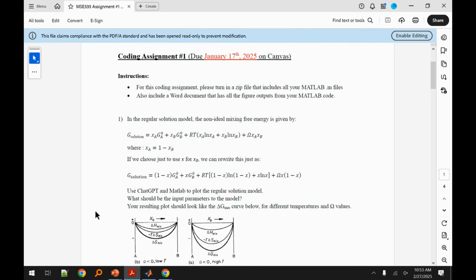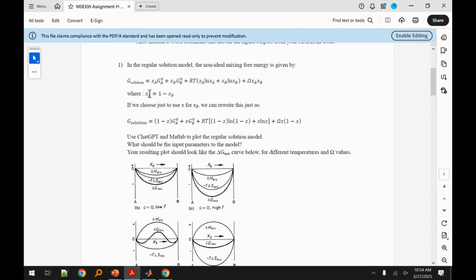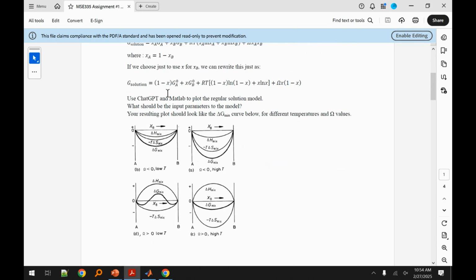And then I want to use MATLAB to plot the regular solution model. There's a trade-off between temperature and the entropy of mixing and the enthalpy of mixing. These are things that we teach in undergraduate thermodynamics. So let me just show you what this looks like in ChatGPT and MATLAB.